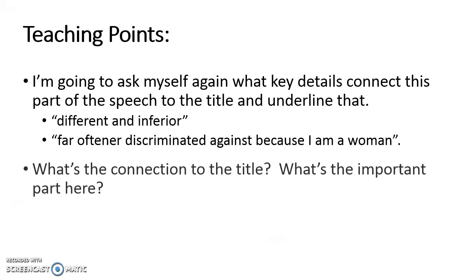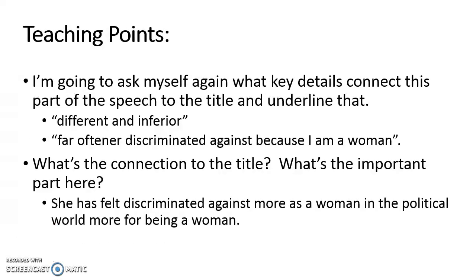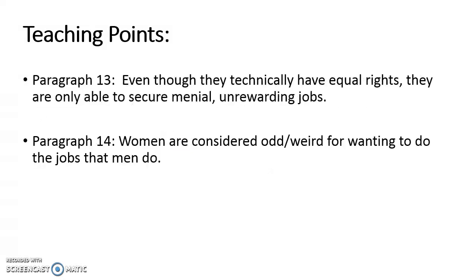As we continued and we identified these key details later on in the passage, they started getting the hang of it. Once you see things like different and inferior, or often are discriminated against because I am a woman, what Shirley Chisholm is trying to say is that she's actually felt worse about being a woman in the political world than maybe even being African American herself. By the time we get to paragraphs 13 and 14, they're ultimately doing these things on their own and should come up with these gist statements or something similar.